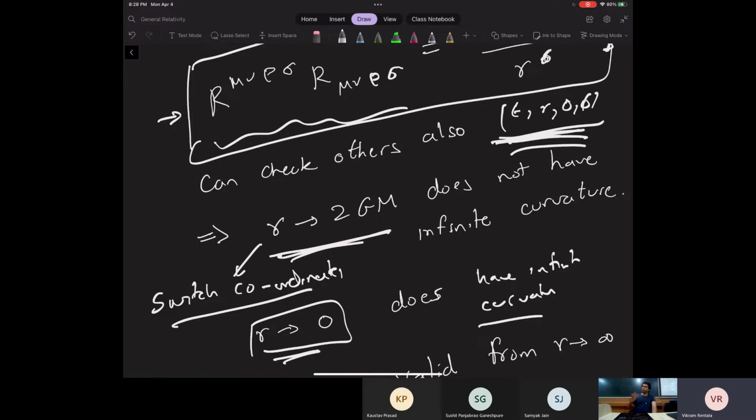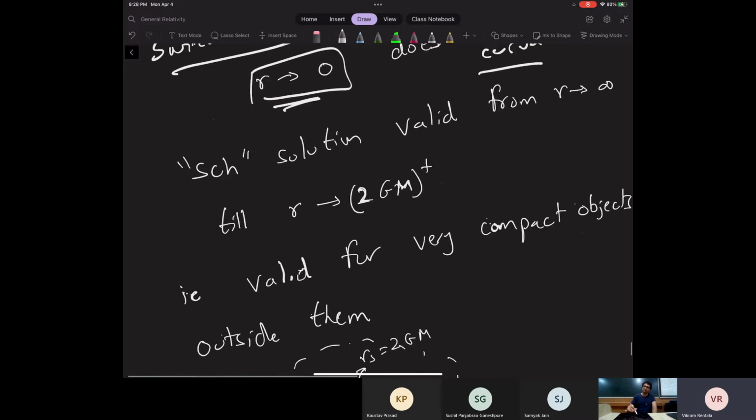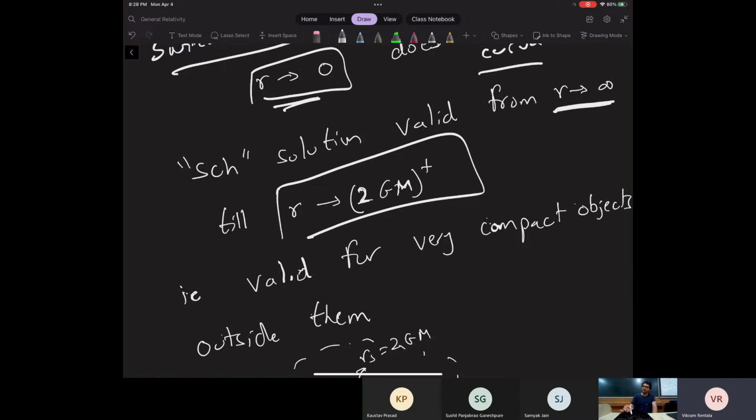Okay, right now we'll study the solution outside the horizon, for r greater than 2GM plus. So this solution is valid all the way from r equals infinity to just above 2GM, which I'll denote as 2GM plus, that is 2GM plus any little epsilon. As long as epsilon is positive, my solution is valid in these t, r, theta, phi coordinates.